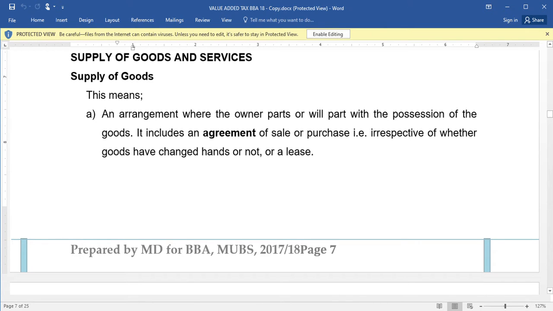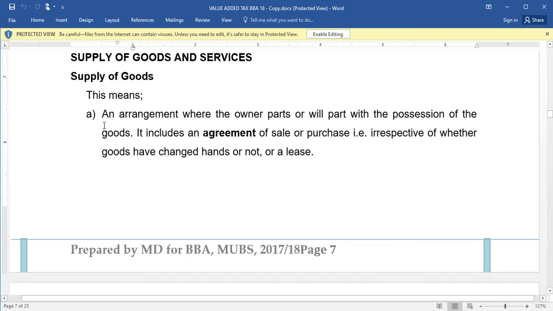We are still continuing with our topic, value added tax or VAT. And in this video, we are going to look at the supply of goods and services, the meaning of supply of goods and the meaning of supply of services. We shall start with supply of goods.